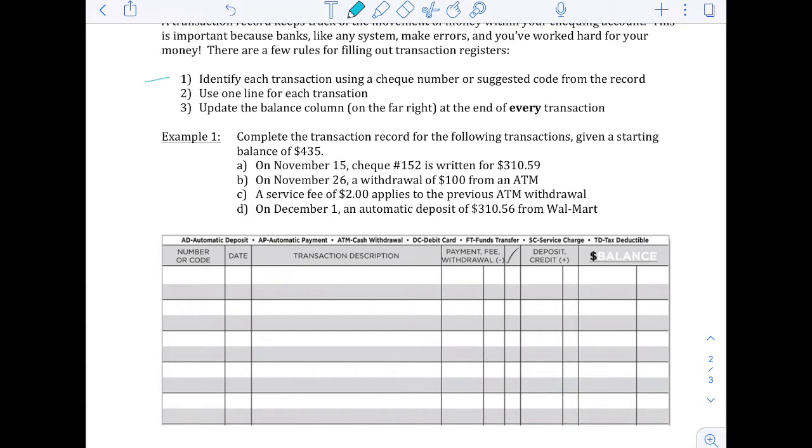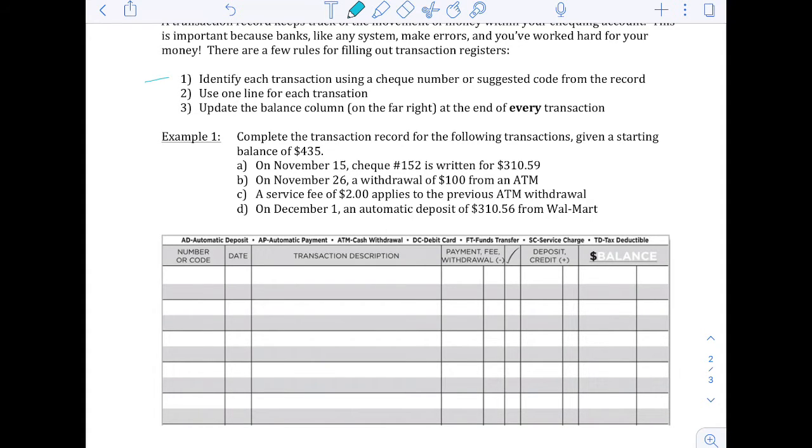So number one, we want to identify each transaction using a check number or a suggested code from the record. Two, we want to use one line for each transaction. Three, we want to update the balance column on the far right at the end of every single transaction that happens. So let's go through an example here.